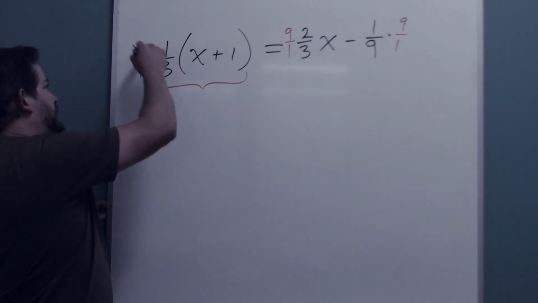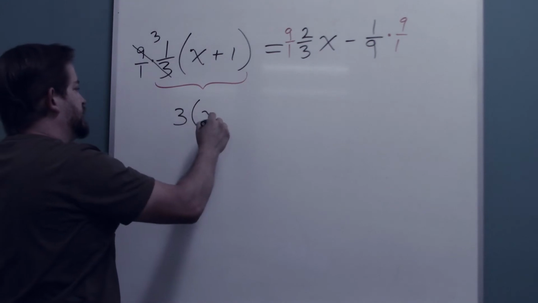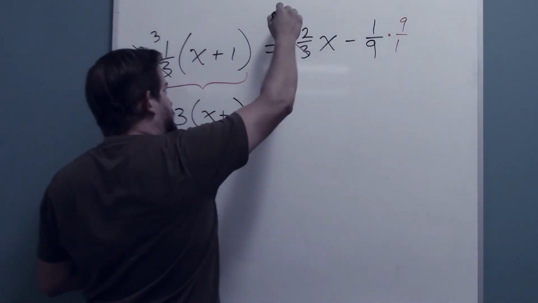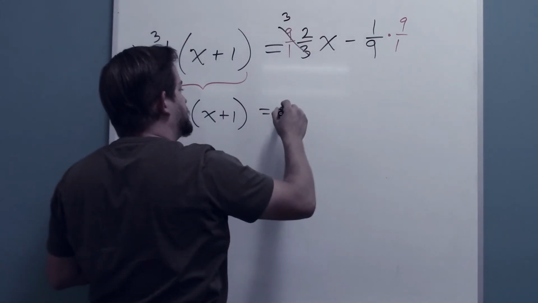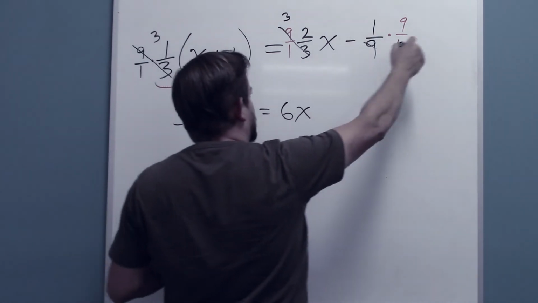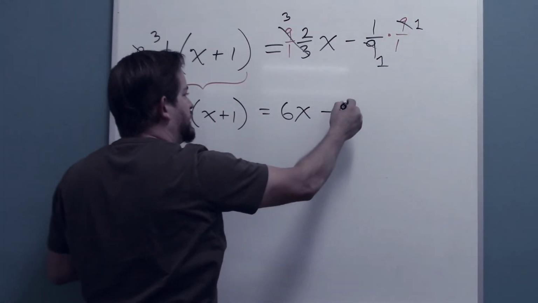If I simplify, 9 and 3 simplifies to 3, so I have a 3 on the outside of my x plus 1. The 9 and the 3 simplify to give me a 3 here, so 3 times 2 times x is 6x. And then minus, again the 9 and the 9 cancel, but they don't disappear, that's minus a 1 in the end, right?